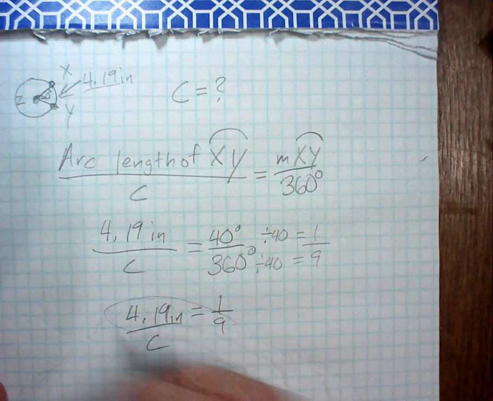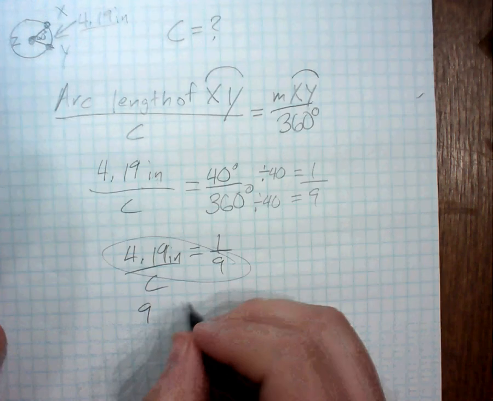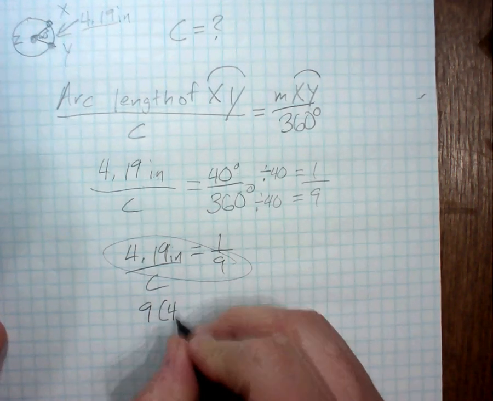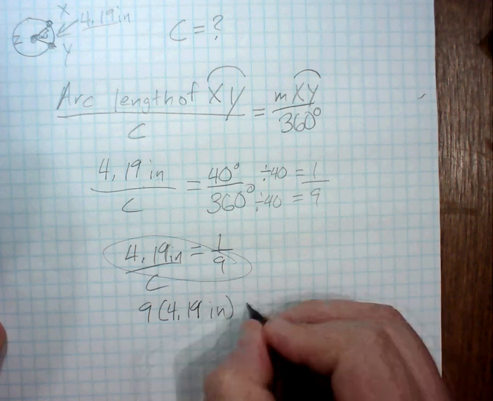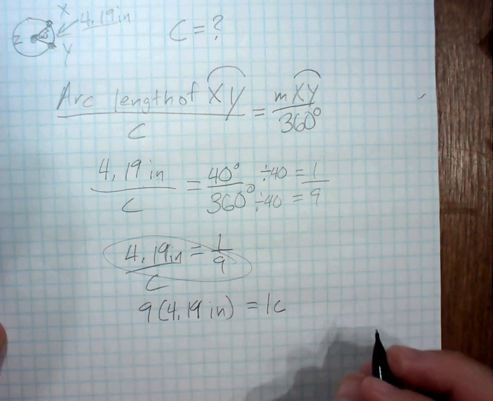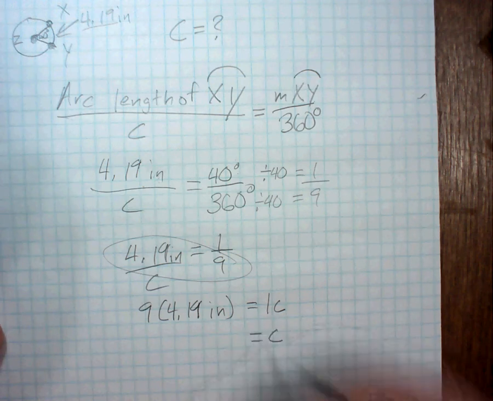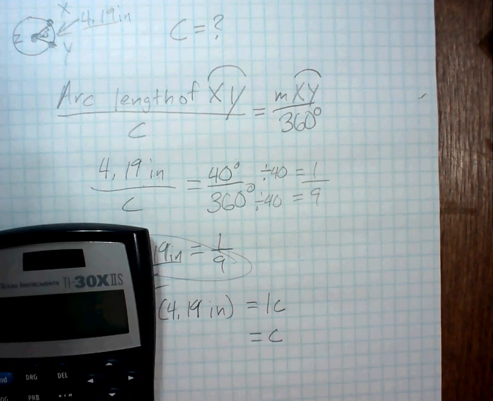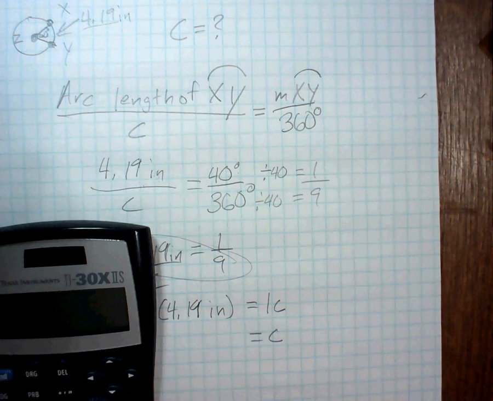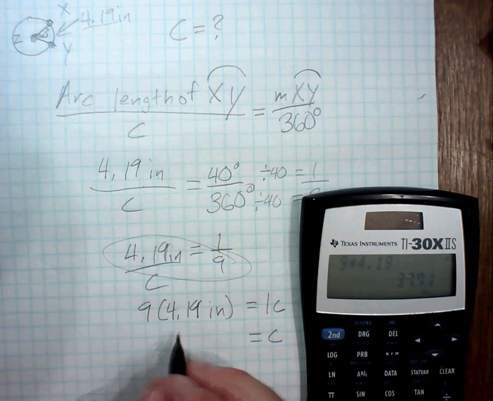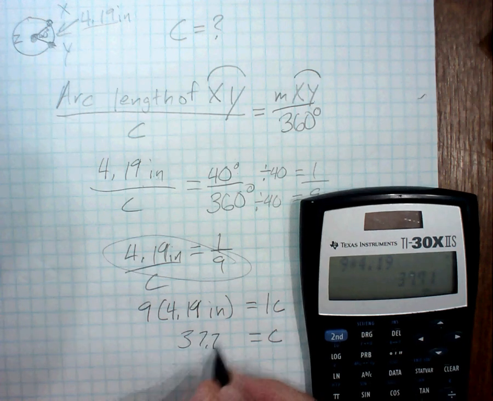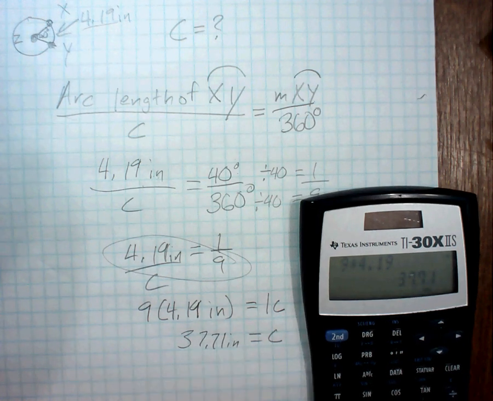So we solve this by cross multiplying. 9 times 4.19 inches is equal to 1C. Well, we're just going to call this C, and then if I say 9 times 4.19, I get 37.71 inches. And that's basically it.